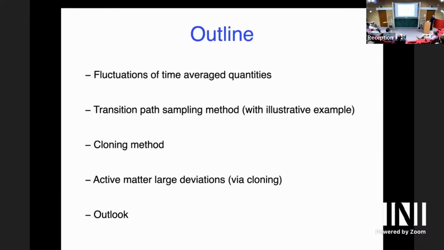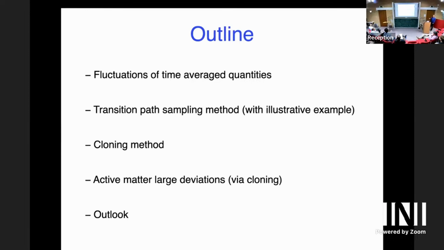Okay, so quick outline. The main thing is going to be to talk about fluctuations of time average quantities, and I'll try and give you a bit of motivation for why that's interesting, but mostly I'll just say they're interesting because interesting things happen when you study them, so that's why I study them. That's the main answer. And then I'll talk about how to calculate these things in complex systems for which you can't do everything analytically. One of the methods that we started using was the transition path sampling method, and I'll talk a bit about that and an example.